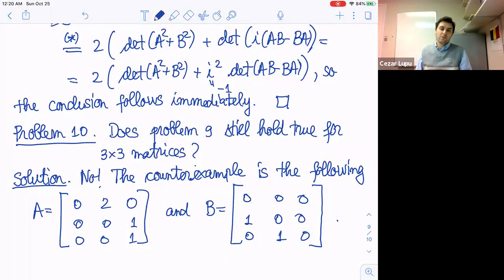And you will see that once you take the determinant of both quantities, a squared plus b squared and ab minus ba, you will see that the inequality is not true. Anyway, I'll leave this to you since I want to veer towards matrices of order 3. But I wanted to point this out because this is a very useful thing to see.